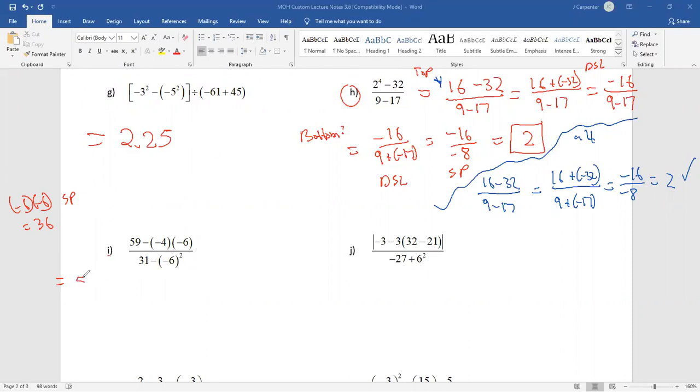So this is 59 minus negative 4 times negative 6 over 31 minus, again, this minus right here is this minus. In fact, let me show it in a different color for emphasis. So I'll change this to a blue, make that blue. And then the negative 6 squared in parentheses was our positive 36.